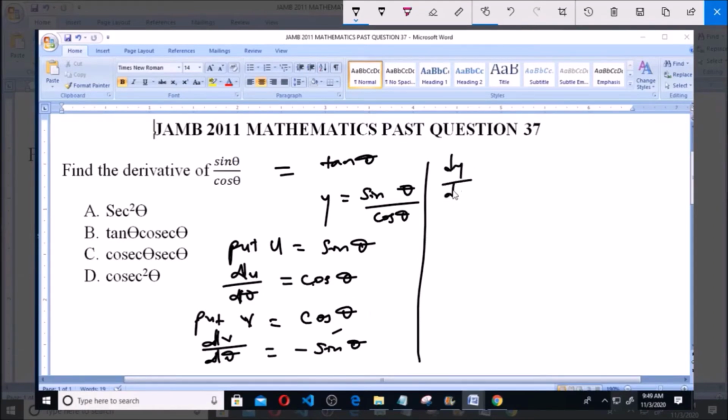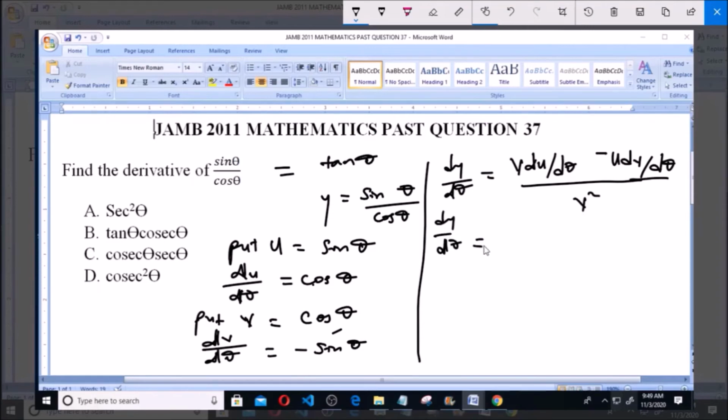dy/dθ is equal to (v du/dθ minus u dv/dθ), everything over v squared. So dy/dθ is equal to, now v du, that is v is cos θ, so multiply by du/dθ. So that will be cos θ multiplied by cos θ.